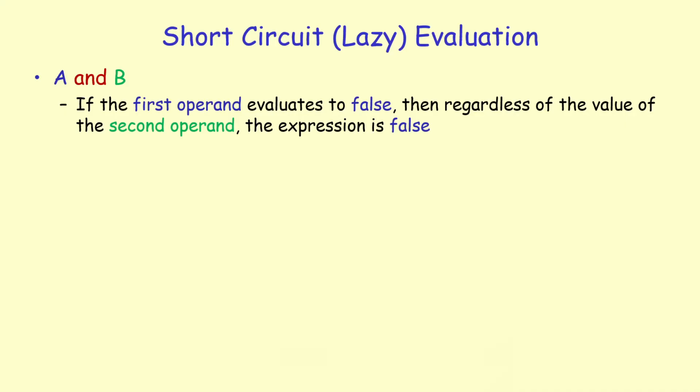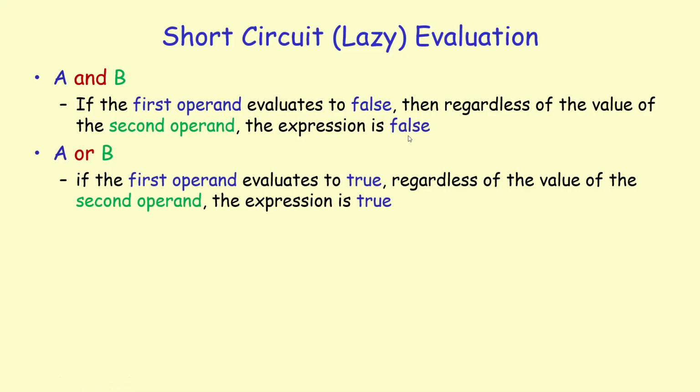Let's look into A and B a little bit deeper. So think about it. If the first operand, the first condition A, evaluates to false, then regardless of what the value of B is, the overall expression A and B evaluates to false.